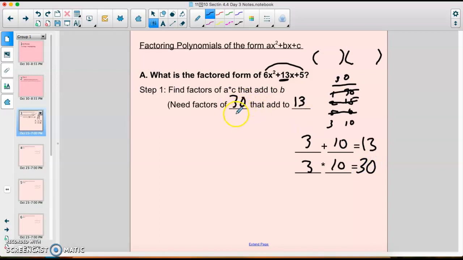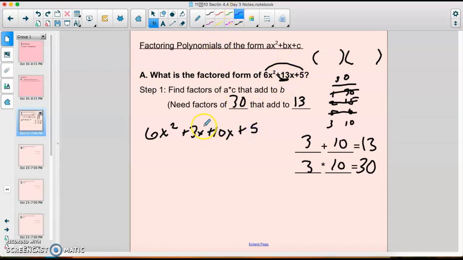Okay, so what we're going to do then is write 6x squared. We'll keep our a term the same, but then this middle piece right here gets broken up into 3x plus 10x. We're deconstructing it, right? If we combined like terms here, 3x plus 10x would get us that 13x. And then we still have our plus 5.